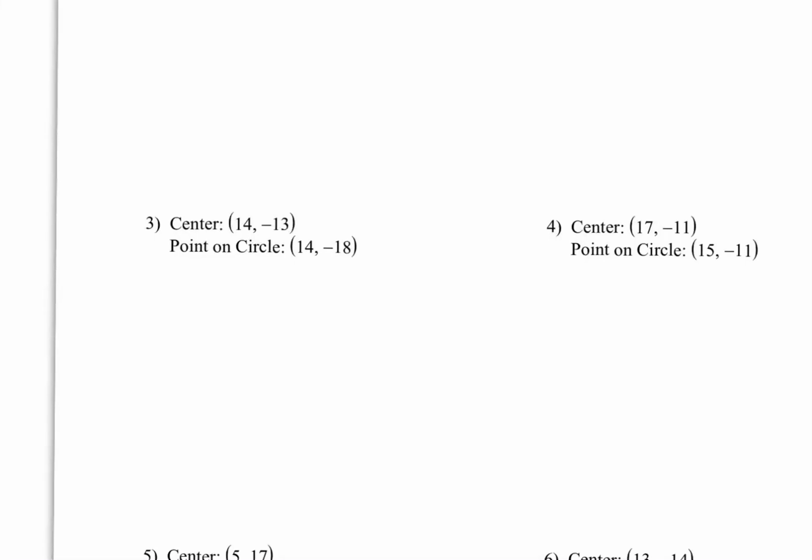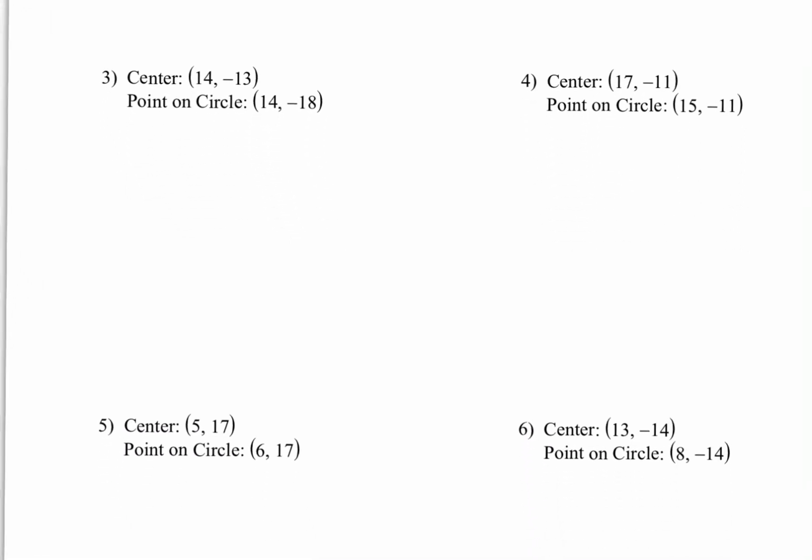So for this first one, number 3, it gives us the center and it gives us a point on the circle. So if we just draw a little sketch of it, and you don't do this every time, you just do it the first time to show you what's going on. We've got a circle at 14, negative 13. We'll say that's right there. And we've got a point on the circle. So we've got a circle that goes around here. That's our center. And we've got a point on this circle.